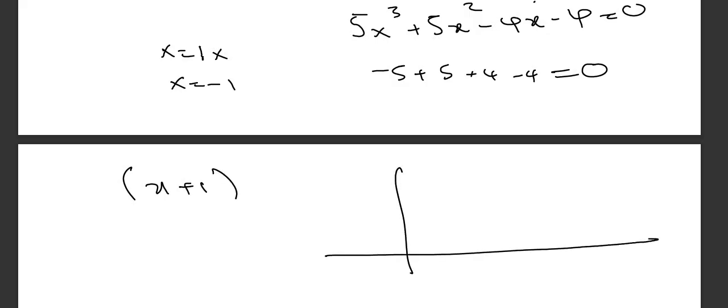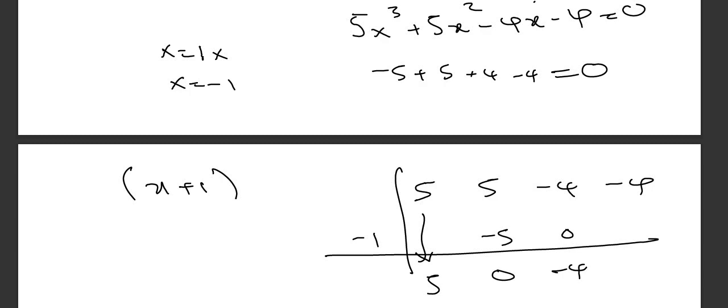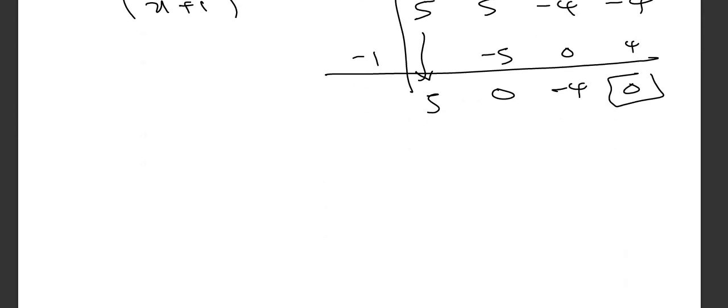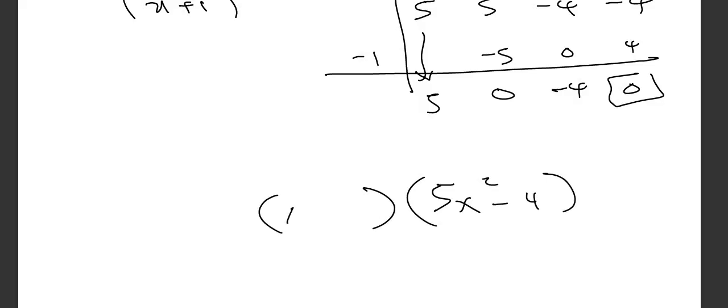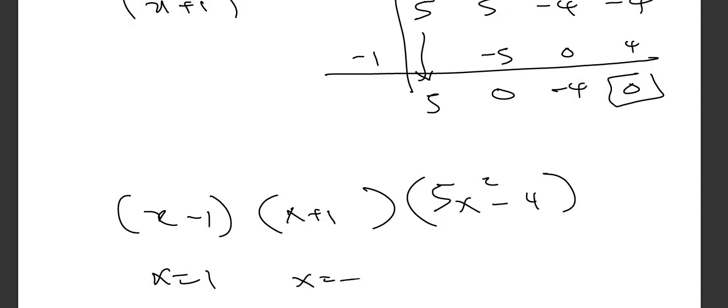So we try negative 1 on this side. We have a 5, 5, negative 4, negative 4. We bring the 5 here. Negative 5, that's going to be a 0. That's a negative 4, that's a 4. This is a 0. So the other quotient is 5x squared minus 4. So we have this, then x plus 1, then the other one, which was x minus 1. So you have your first two answers.